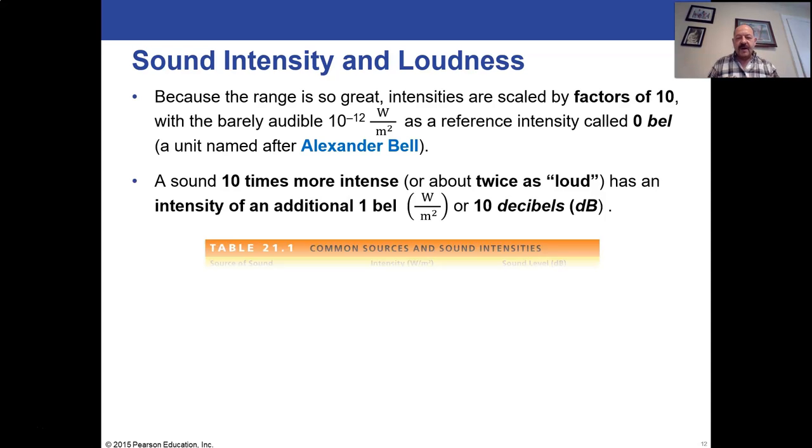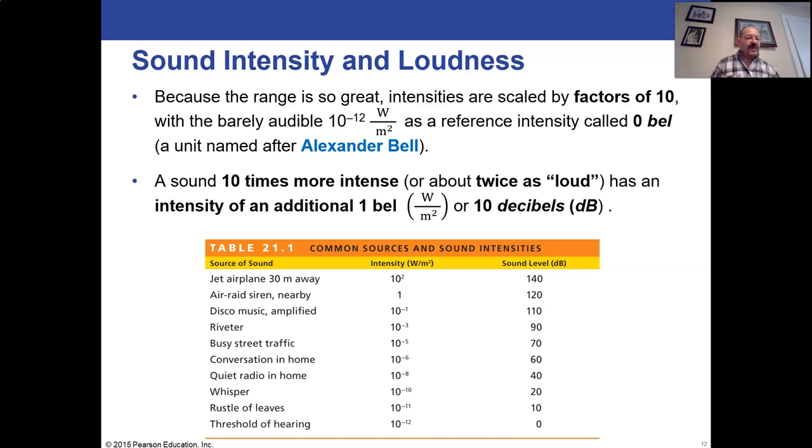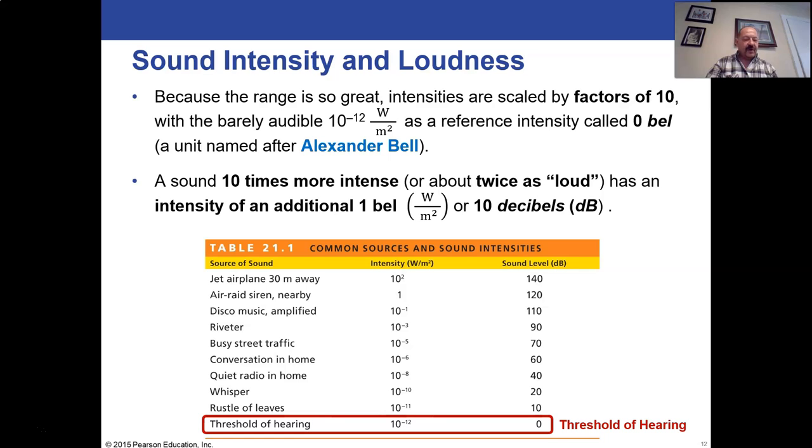So the unit bel is named after him, but a bel is a whole power of 10 in intensity. So if you went from 0 bels to 1 bel, that's 10 times the intensity. That would be on the bottom of this chart, going from the threshold of hearing at 10 to the minus 12 watts per meter squared, or 0 bels or 0 decibels, to the next one. Rustling of leaves is 10 times the intensity at 10 to the minus 11. So we went from 10 to the minus 12 to 10 to the minus 11, 1 power of 10.